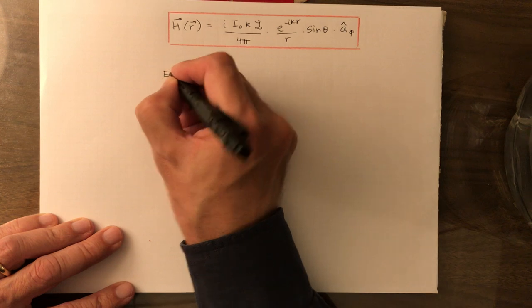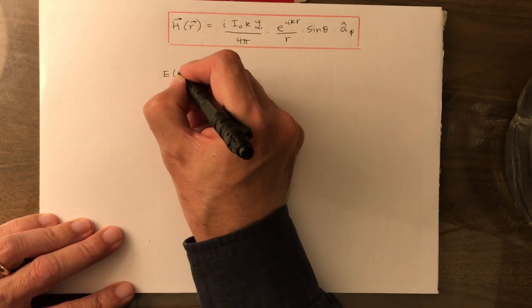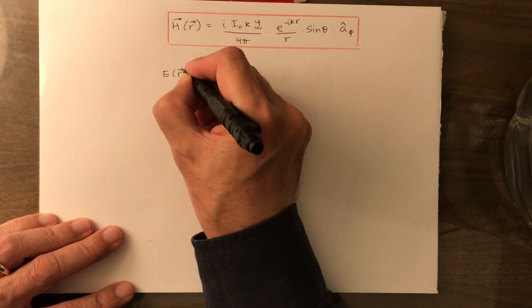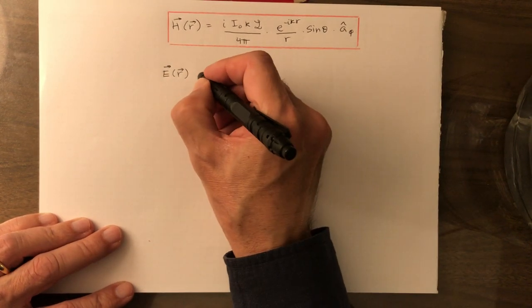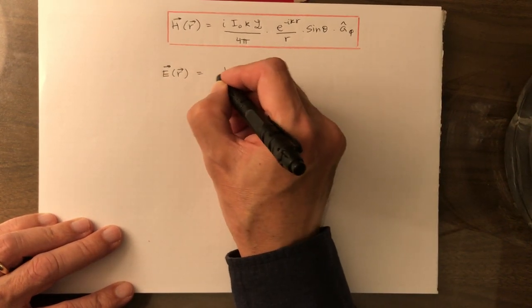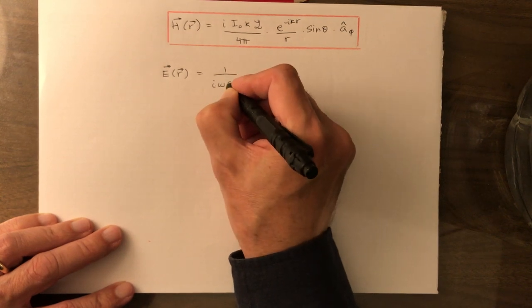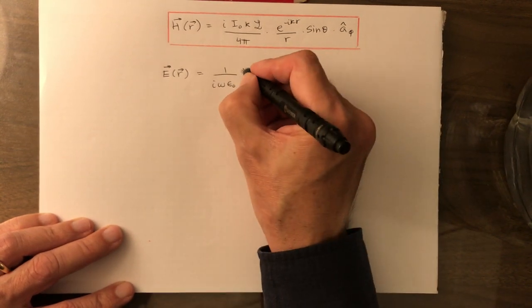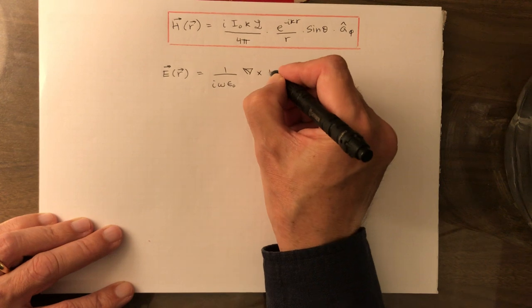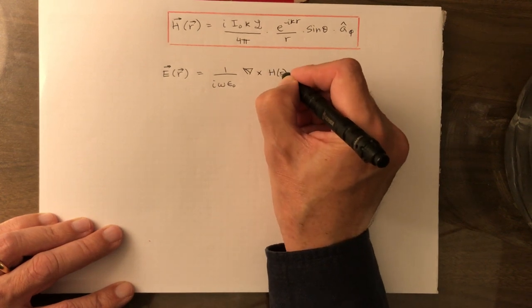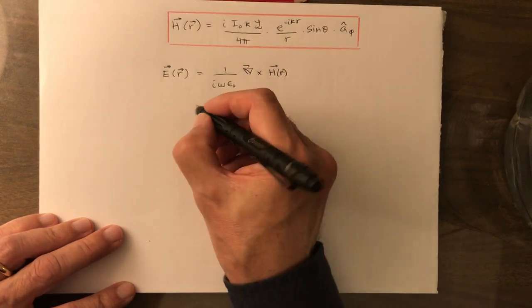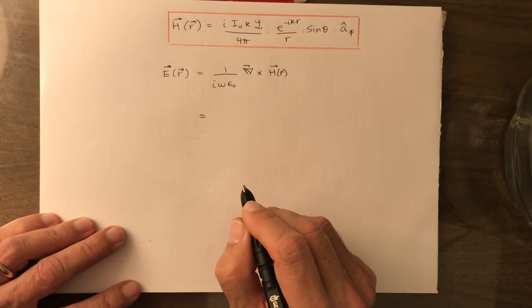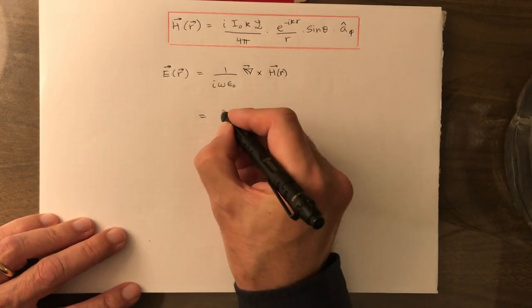Having found H, now we concentrate on the electric field as a function of the position vector R. This is equal to 1 over I omega epsilon naught del cross H of R. This is from Maxwell's equations. This is one of the defining equations there.